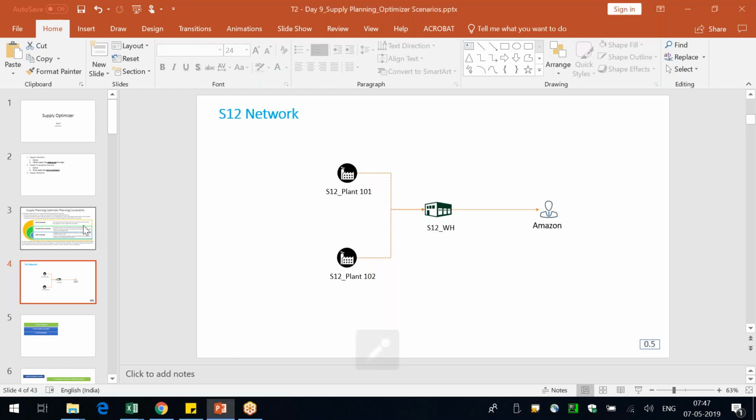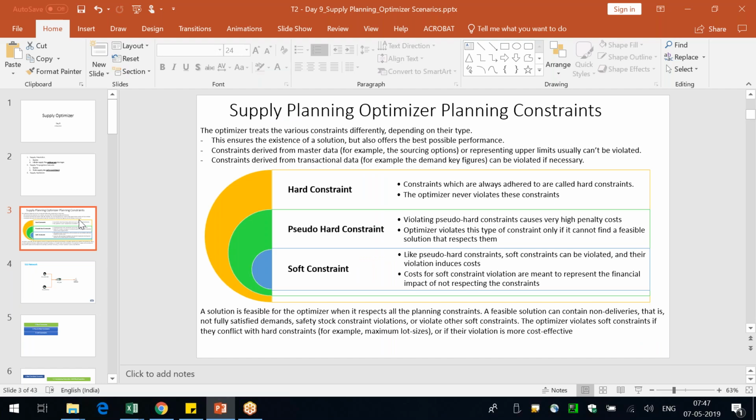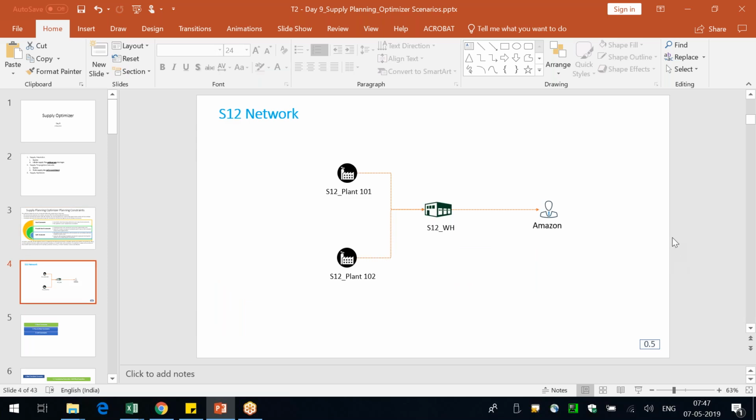Okay, now we are in the optimizer. We have also seen a lot of scenarios yesterday, about the three kinds of constraints. So now, question: the low level code in IBP, how is it determined? Every planning run, is it a separate job, or are both possible? Not sure what this low level code in IBP is. Can you please elaborate on that?